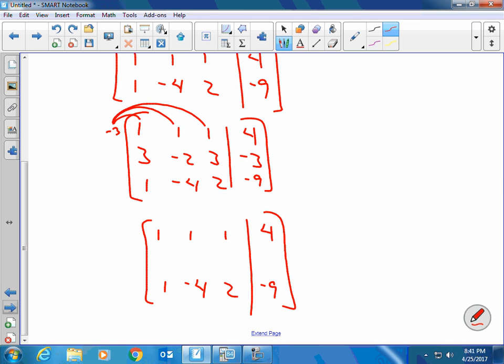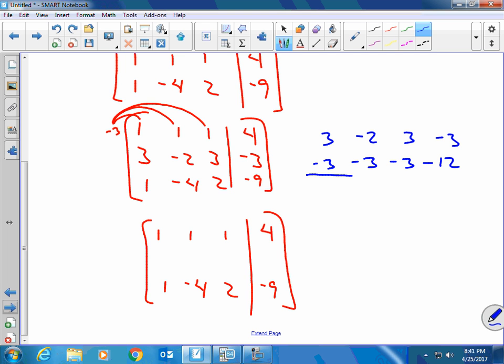Okay, so negative 3 times 1 is a negative 3. And here's where it gets tricky. You can either write everything off to the side, so I'll rewrite my row off to the side, and then I'm going to rewrite what I get when I multiply by products. So I get negative 3, negative 3, negative 3, negative 12. Add those together. Positive 3 plus a negative 3, 0. Negative 2, negative 3, negative 5. Positive 3, negative 3, 0. Negative 3, negative 12, negative 15.